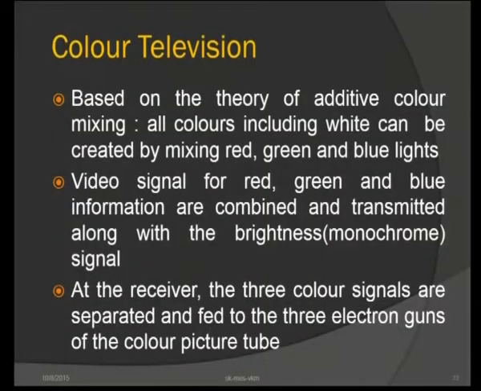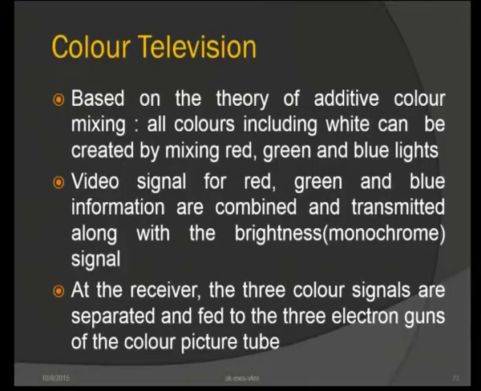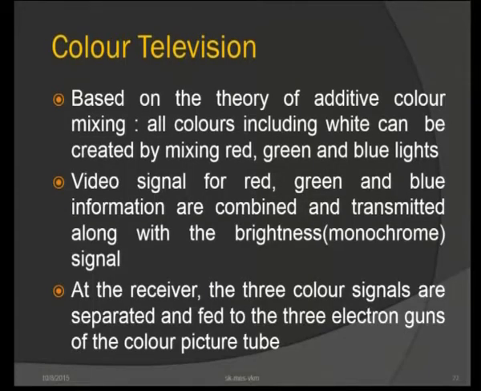Based on the theory of additive color mixing, all colors including white can be created by mixing red, green and blue lights. So, these are the basic colors: red, green and blue lights. All colors including white can be created by mixing these three basic colors. So, there will be three extra blocks in the picture tube at the receiver end to recognize the red, blue and green lights. Video signals for red, green and blue information are combined and transmitted along with the brightness signal.